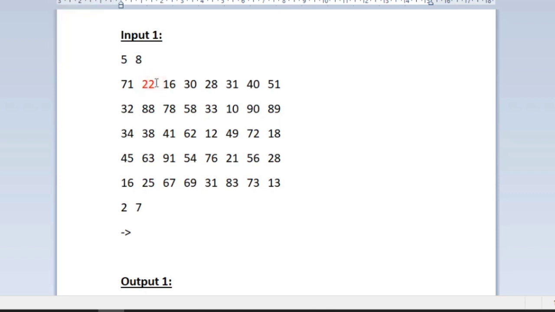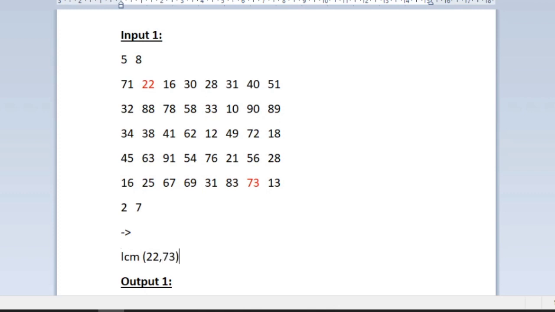The first two integers which we should consider are 22 and 73. 22 is the first integer present in the xth column and 73 is the last integer present in the yth column. So we have to find the LCM for these two numbers, 22 and 73.